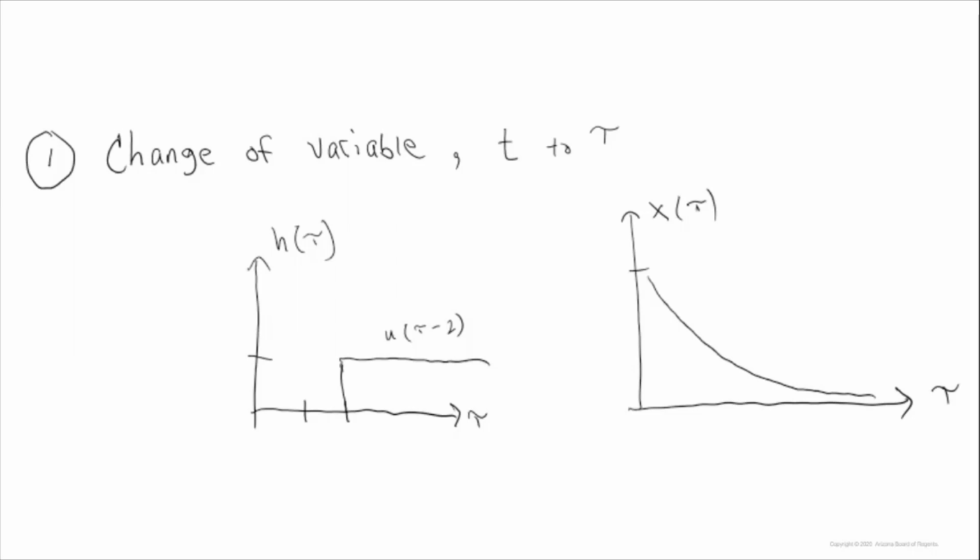The first step in a convolution problem is to do a change of variable. The reason we do this is because we need two variables, one for the time index and one for the integration variable. By convention, we use tau as the variable of integration and we use t as the time index. So we will change both x of t and h of t into x of tau and h of tau. All we did was change the variable from t to tau. The graphs still look exactly the same.